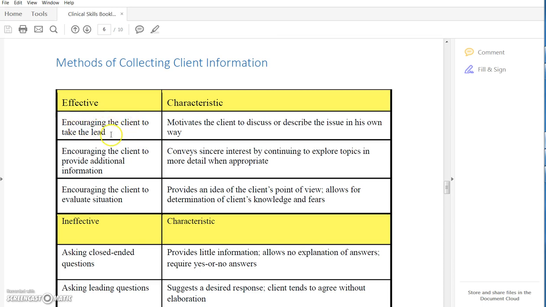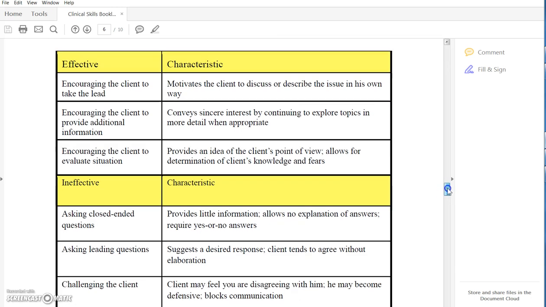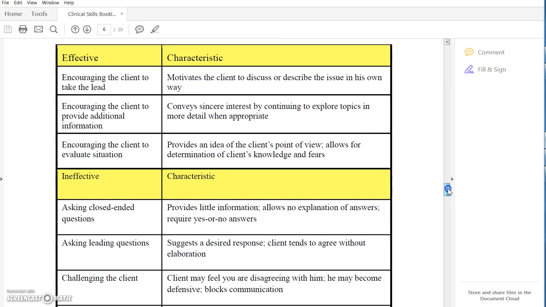Encourage the client to take the lead. So that's why you would ask, what brings you here today? That often allows them to open up and give you some idea of what the concerns are. Encourage the client to provide any additional information. So if they come with an upset stomach, ask them how long the stomach ache has been going on. Has there been any nausea? Has there been any vomiting? Try to fill out those kinds of questions because, again, it provides a better picture for the physician.